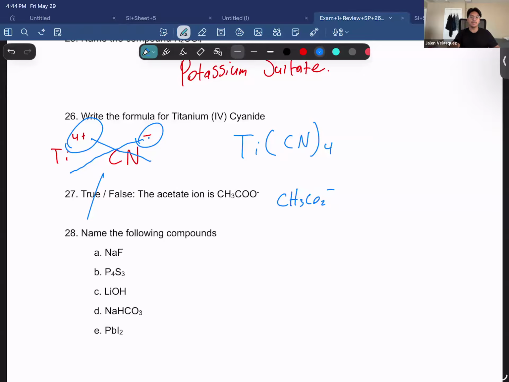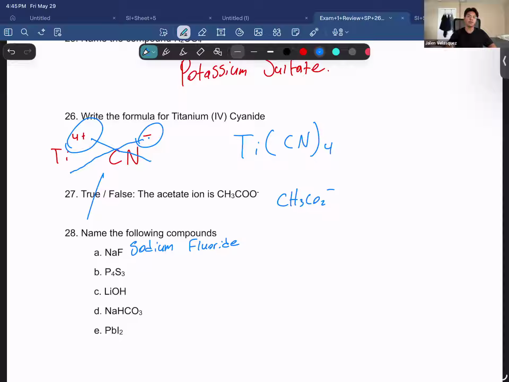All right, 28 says to name the following compounds. Just as a reminder, when you're naming compounds, you first have to decide whether it's covalent or ionic, and then you know that they each have their own rules. For A, I'm going to go a little fast here because we're running short on time, but this is sodium fluoride, ionic.